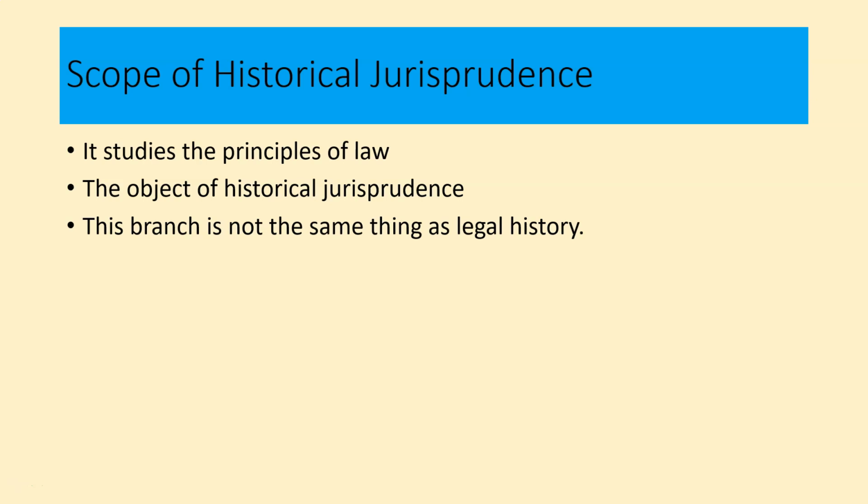For instance, the origin and development of the nature of private property, of individual ownership, of contract. The object of historical jurisprudence is to vindicate the earliest ideas of mankind as they are reflected in ancient law and to point out their relation to modern thought. This branch is not the same thing as legal history.